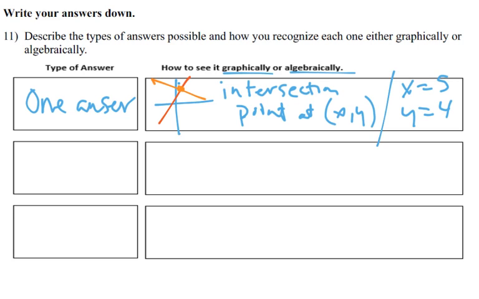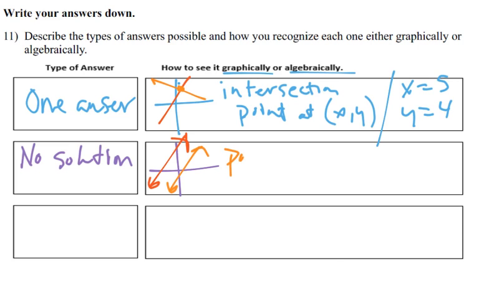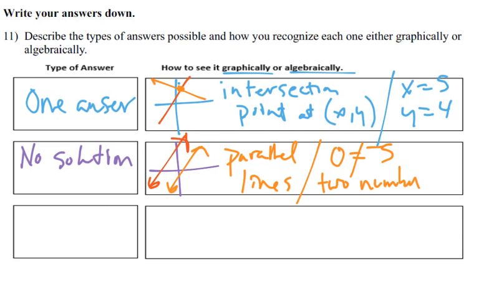The other type of answer is no solution. Okay, what does that look like graphically? Well, parallel lines, right? So we could write parallel lines. How do we see it algebraically? Well, we end up with something like 0 equals -5, or something like that. Two numbers not equal and no variables. Two numbers that are not equal.